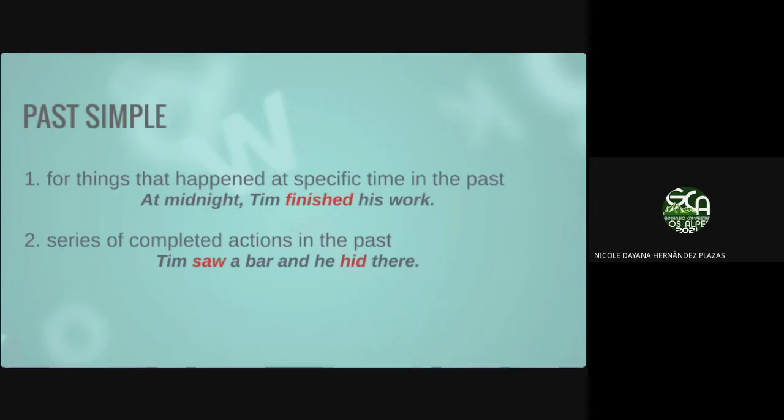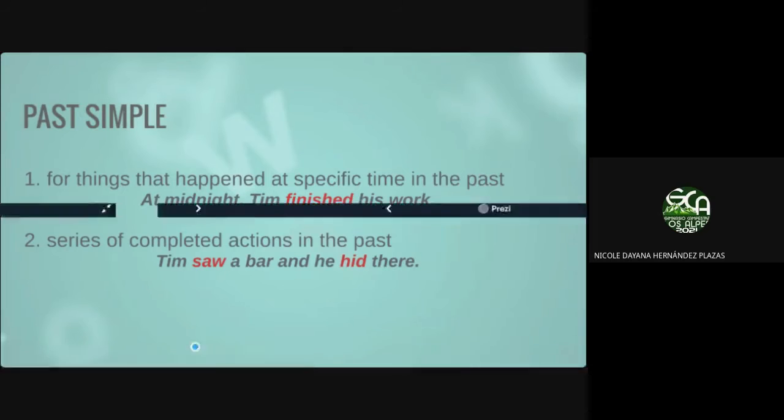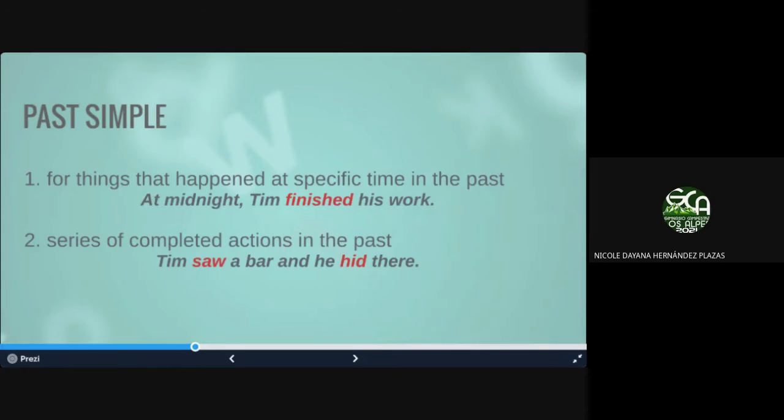We are going to read this slide and I am going to ask Anna Nova, Princess, can you please help me reading these two moments when you use past simple? Past simple for things that happened at a specific time in the past. At midnight, Tim finished his work. Two series of complete actions in the past. Tim saw a bar and he hid there.